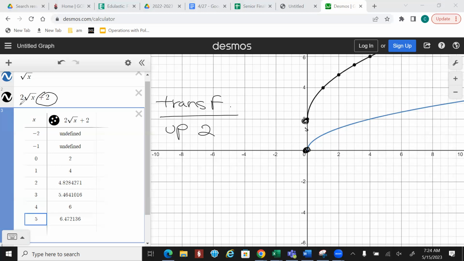Now this 2 that's out front, we see that the function gets pulled up. We're going to call that a stretch of 2. Again, you're going to be asked some type of transformation on this. You need to be able to do this.